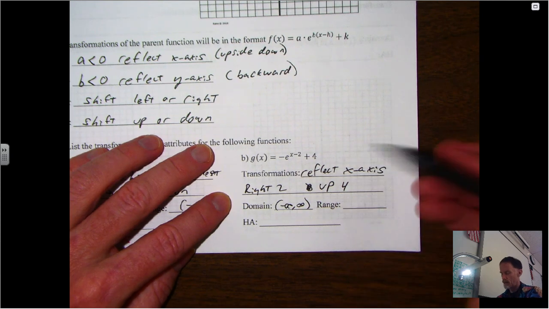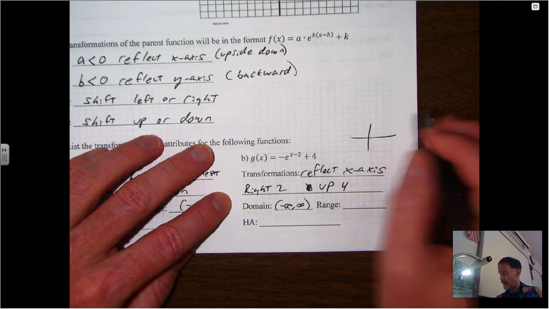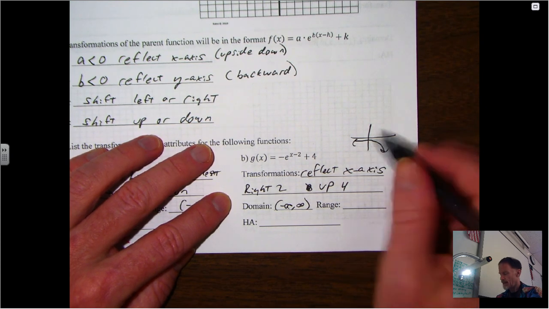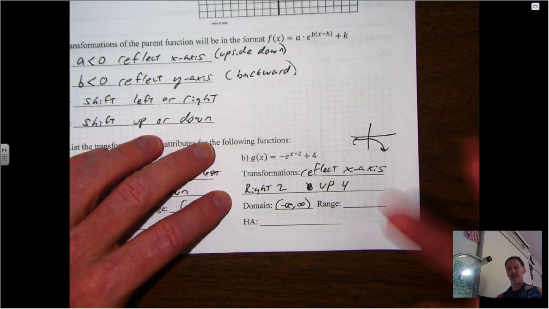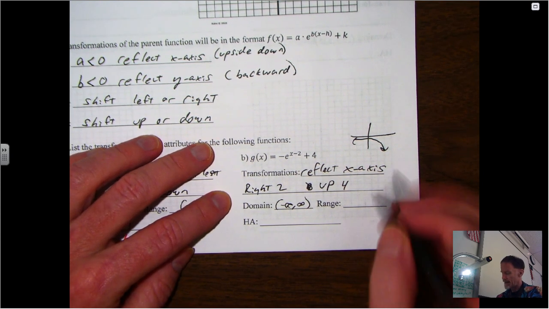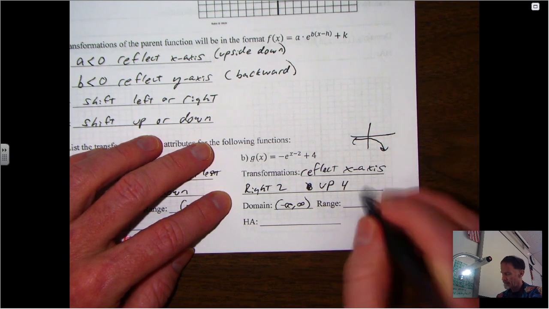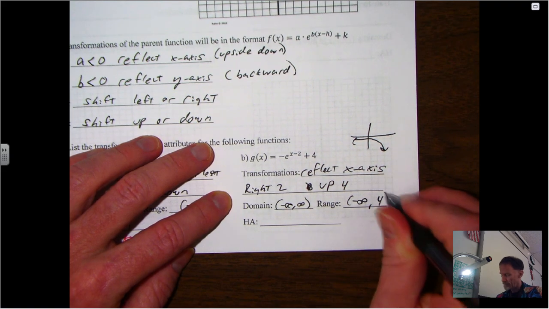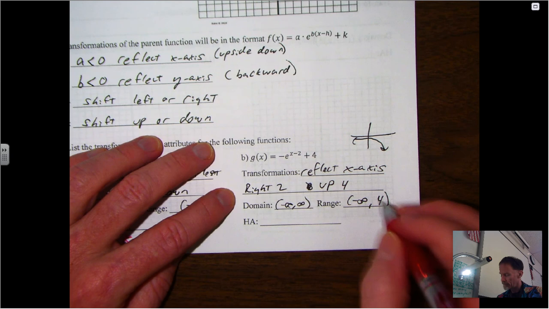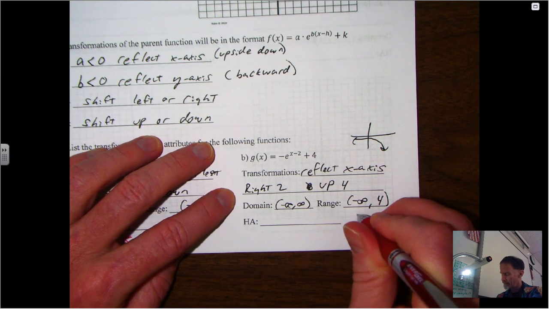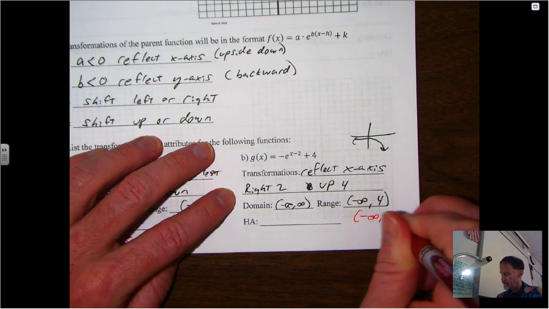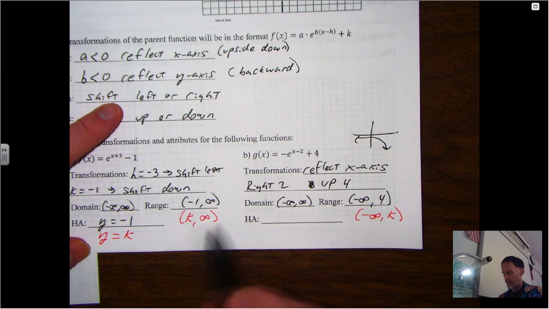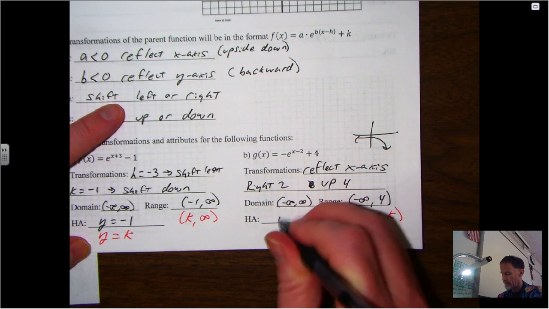Range, this is where you have to be a little bit tricky. If you do a rough sketch of an upside down exponential, it'll look like this, right? So that tells us our range is also kind of upside down, for lack of a better term. So my range, if it's reflected across the x-axis, is going to be from negative infinity to k, in this case 4. I'll write that in general here: if it's a reflection across the x-axis, the range is negative infinity to k. As I said a second ago, there's no trick on the HA. The HA is always y equals k, so in this case, y equals 4.